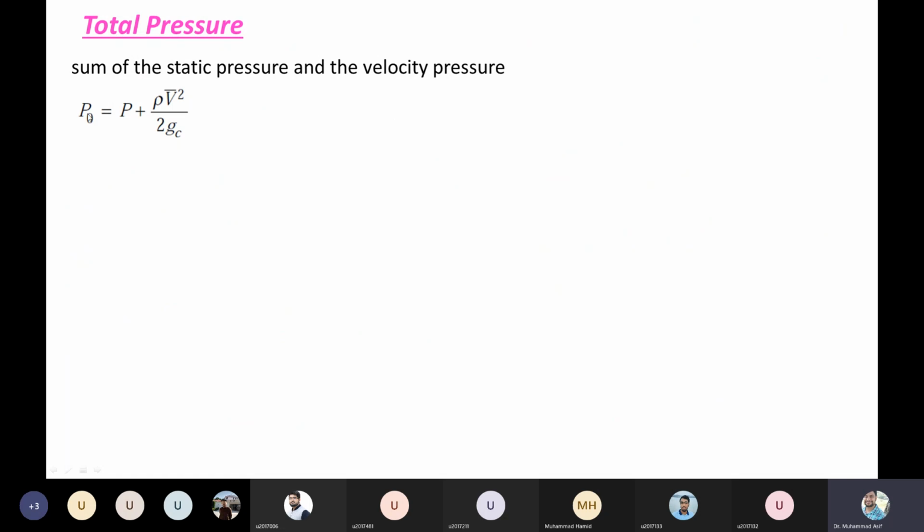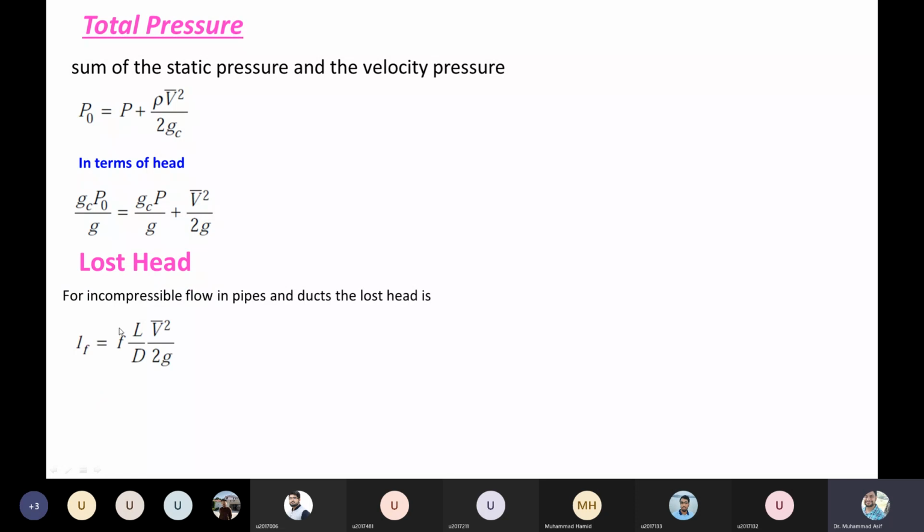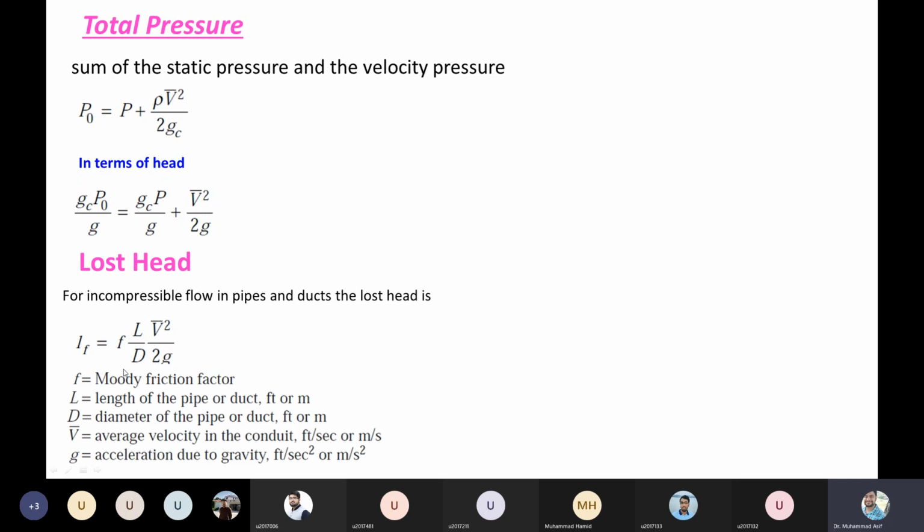In other words, when we use P naught, it means the sum of the static pressure and the velocity pressure. And similarly, in terms of head, the total head means the sum of the static head and the velocity head. And the lost head, h_f, is equal to f into L by D, V square by 2g, where f is a friction factor, called the Moody friction factor, L is the length of the pipe, D is the diameter of the pipe or the duct, and V is the average velocity in the cross section of the duct or the pipe.